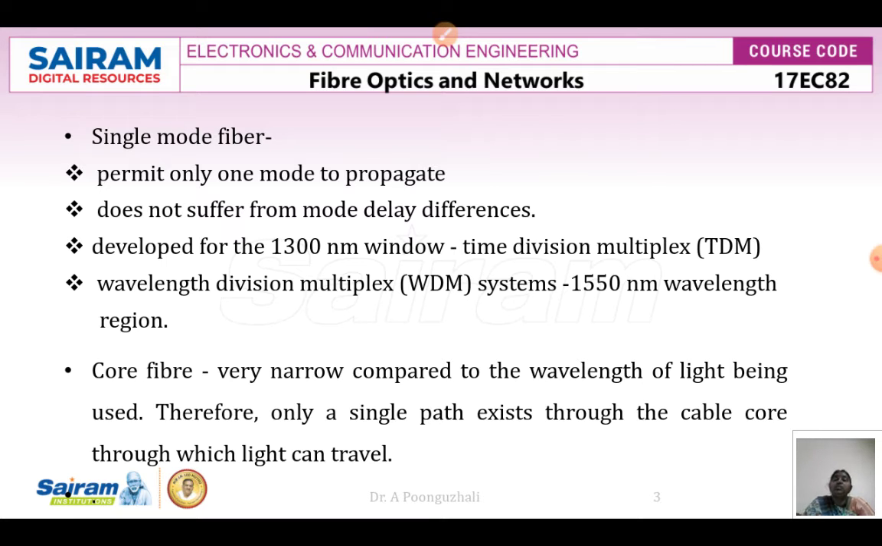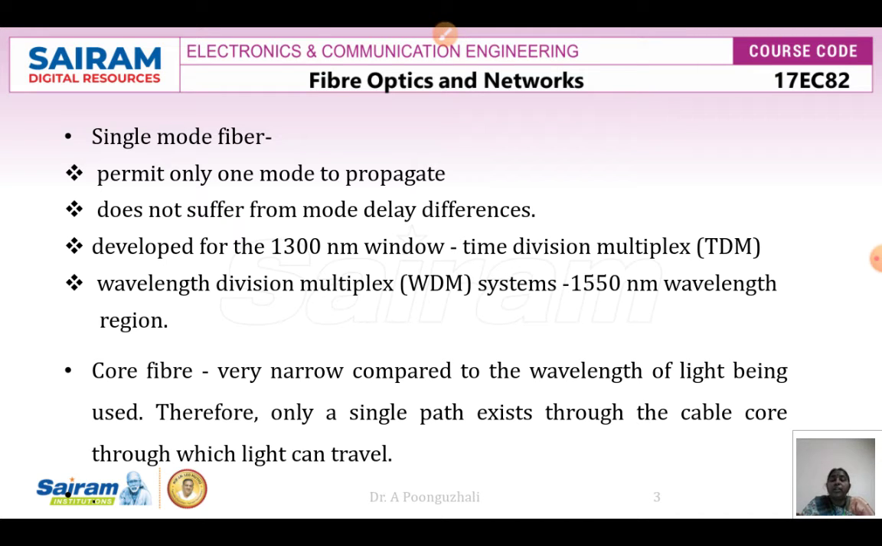If I use the wavelength under the 1300 nanometer window, then the method I will choose is time division multiplexing. And if I want to use the 1550 nanometer wavelength window, then the mechanism I will use to transmit the rays will be wavelength division multiplexing systems.